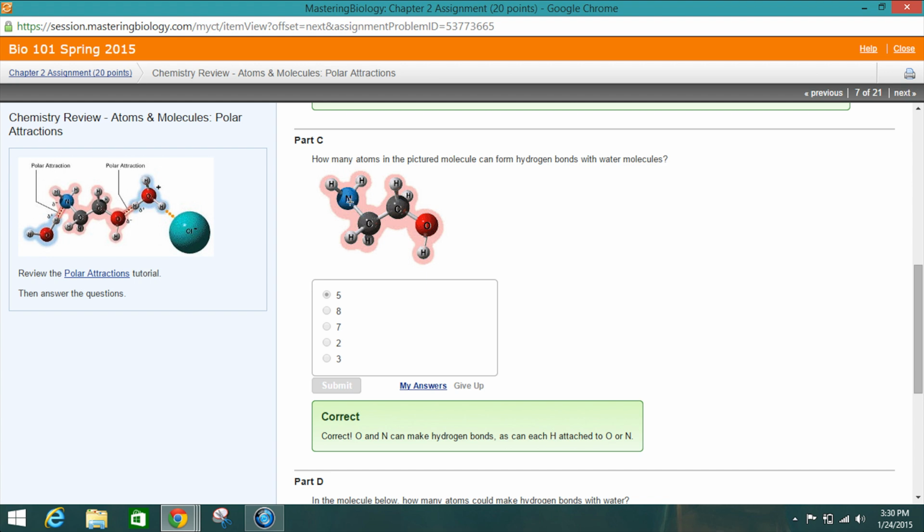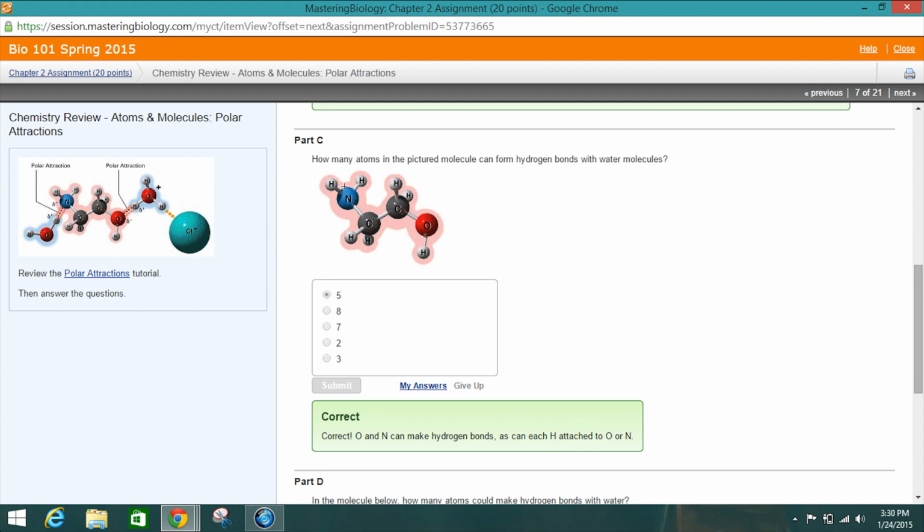So what's going to happen is you can have a hydrogen bond with this hydrogen right here because it's going to be slightly positive. This one's going to be slightly positive. This nitrogen's going to form a slightly negative charge. This oxygen over here is going to form a slightly negative charge, so it can also hydrogen bond with a water molecule. And this is going to form a slightly positive charge, which also can make it hydrogen bond.